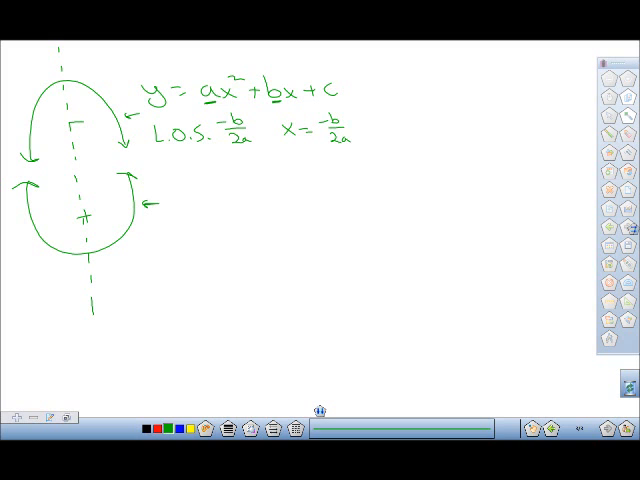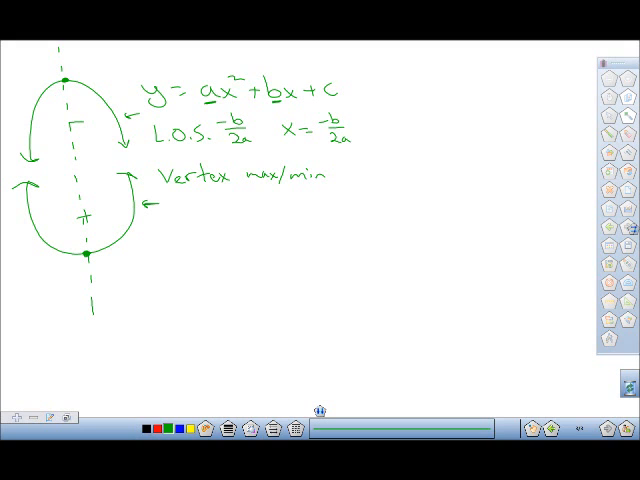Then we talk about the vertex. The vertex could also be called the max or the min point. If you have a positive a, your vertex will be a minimum. If you have a negative a, your vertex will be a maximum. The vertex is the tipping point. It's where it goes from down to up, or from up to down.